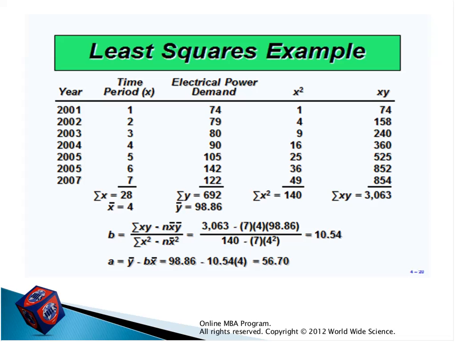Then at first you calculate the x in power of 2, because 1 in power of 2 produces 1. 2 in power of 2, in 2002, produces 4. 3 in power of 2. Each time period should be calculated in power of its own number.